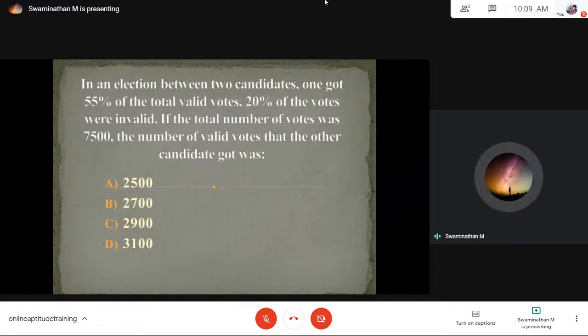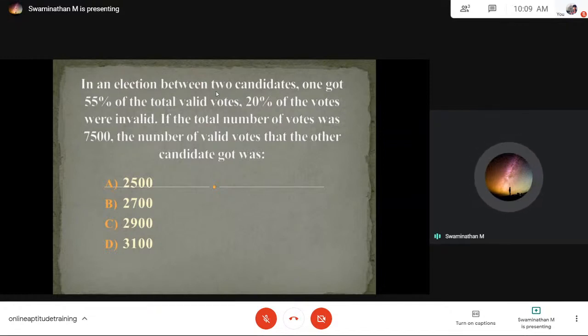So in an election, one got 55% of the total valid votes, and 20% of the votes were invalid. If the total number of votes was 7,500, the number of valid votes that the other candidate got was. So there are two candidates, and the total valid votes is 80%. That you have to understand from this, because 20% of the votes were invalid. So 80% of them is only valid, and 55% of those valid votes one candidate got, and the other has got the remaining. So it will be 45% of the total valid votes.